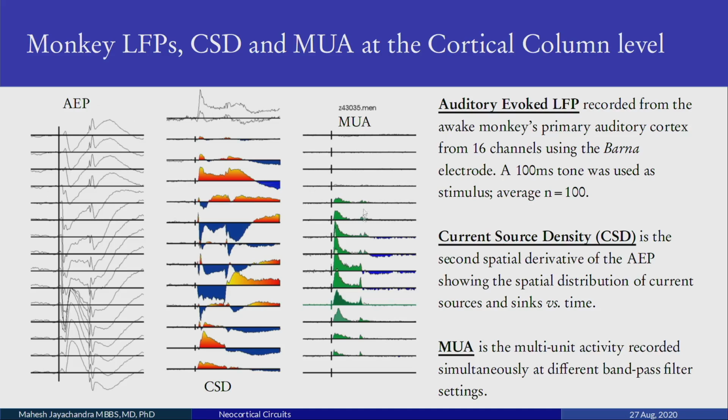And over here, the MUA on the rightmost column is the multi-unit activity, where the electrode records a population of single axons, single neurons, single units. Okay. Now, in between is an interesting way of visualizing data. We take the auditory evoked potential, and then we take the second spatial derivative, and that shows the sinks and sources. It's called current source density calculation. This is in one dimension. So that shows where the current is coming out and where the current is going in, and it's an easier way to visualize what's happening at the columnar level than the LFP by itself, right?